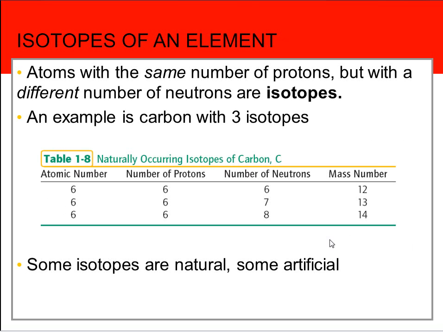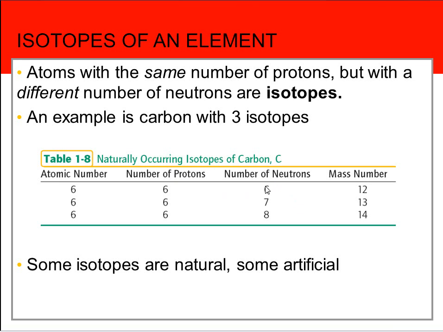So we also want to define a term called isotopes. Atoms that have the same number of protons, but a different number of neutrons are called isotopes. They're the same element, but they're different isotopes of that element. Carbon has 3 isotopes. They all have the same atomic number. They all have the same number of protons because that's what defines carbon. It has 6 protons.